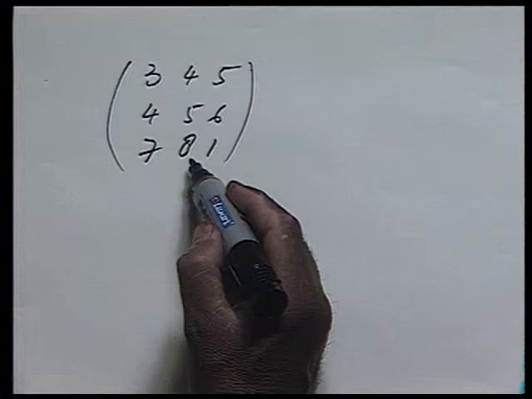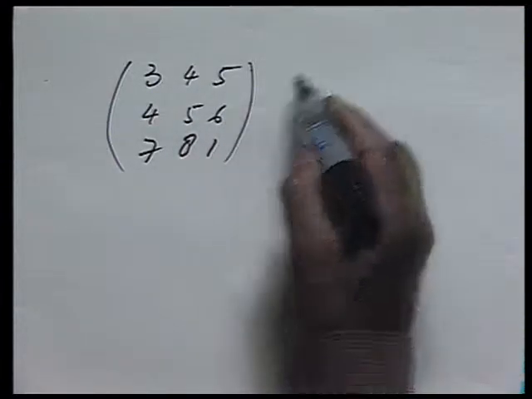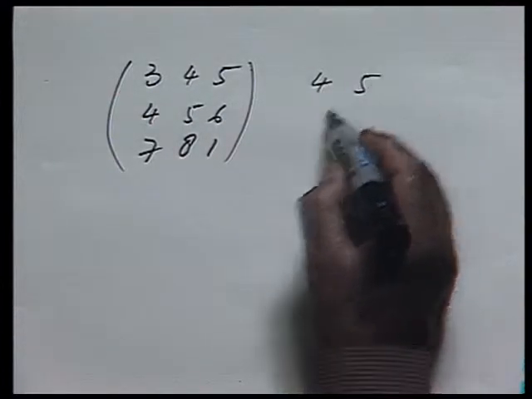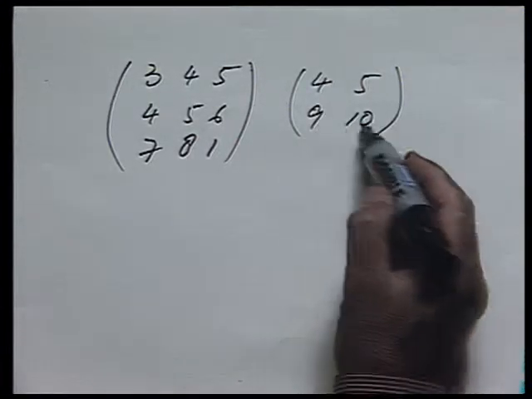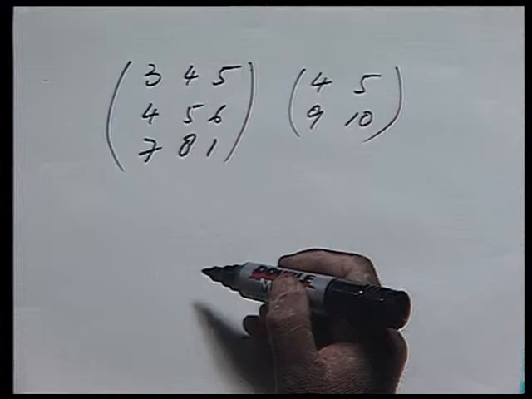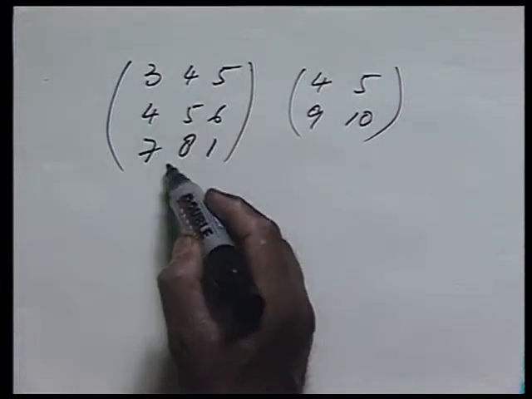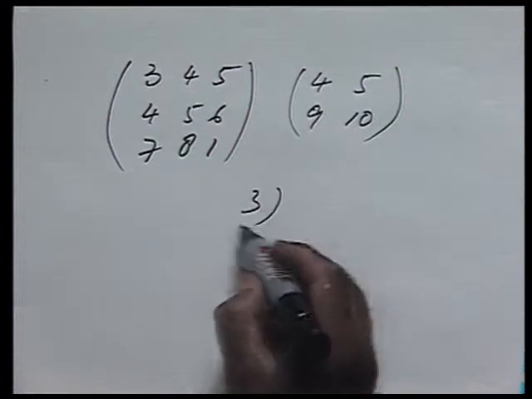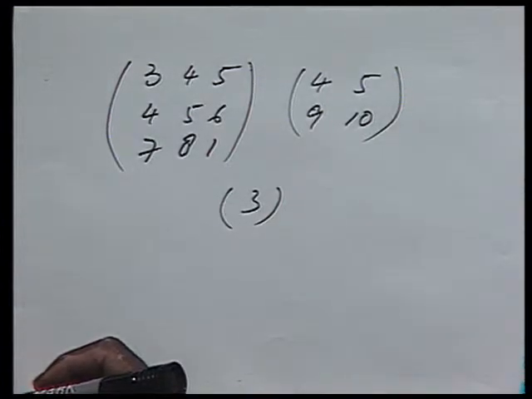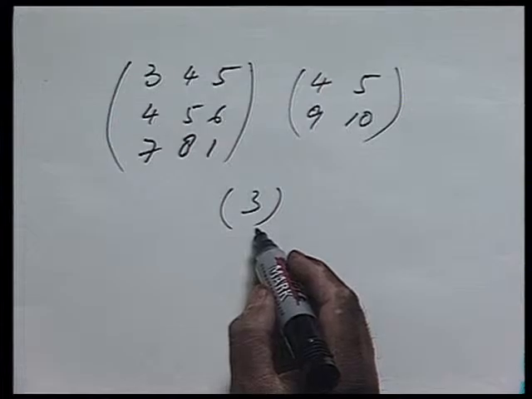Three rows, three columns. 4, 5, 9, 10. This is another piece of information. Two rows and two columns. So, this is a square matrix. This is a square matrix. What would you call this? Yes, this also is a square matrix.